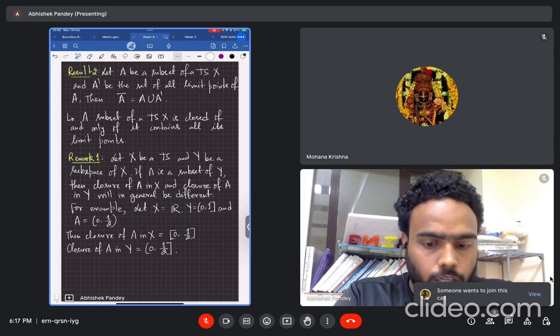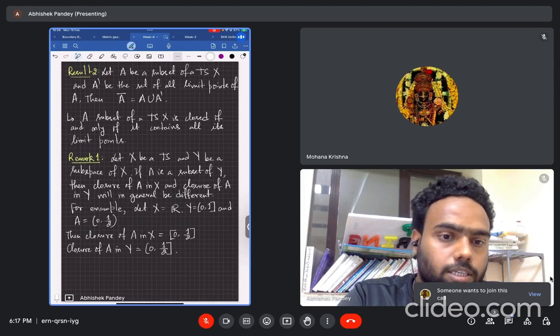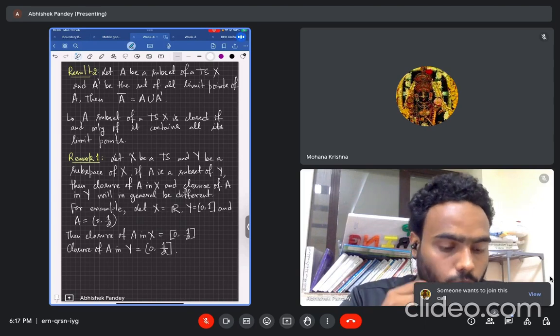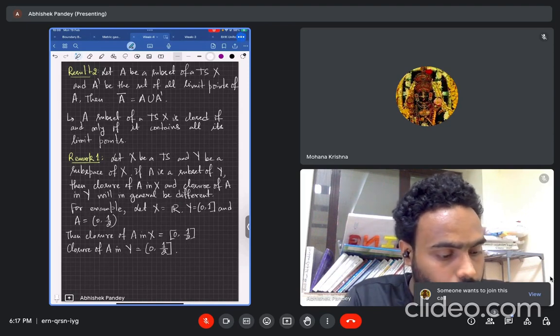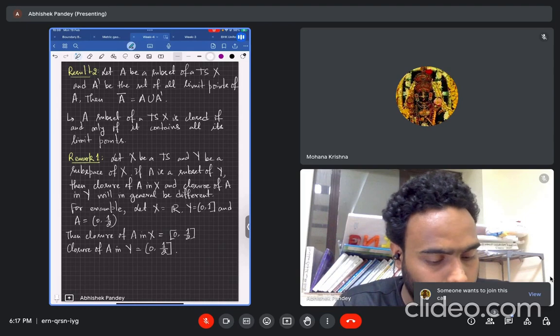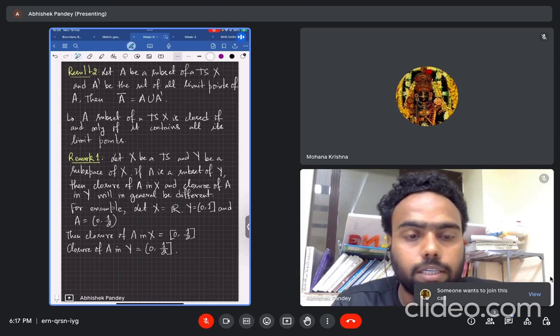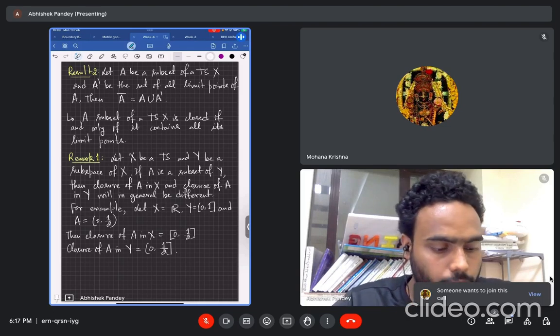Consider a subset A of Y. Then the closure of that subset A in Y, in general, is different from the closure of A in X. For example, you can take X equal to R, Y equal to the half-open interval (0,1], and A equal to the open interval (0,1/2). Then the closure of A in X is [0,1/2], and the closure of A in Y is (0,1/2]. Okay. Is it clear? If you have any doubt, just let me know.